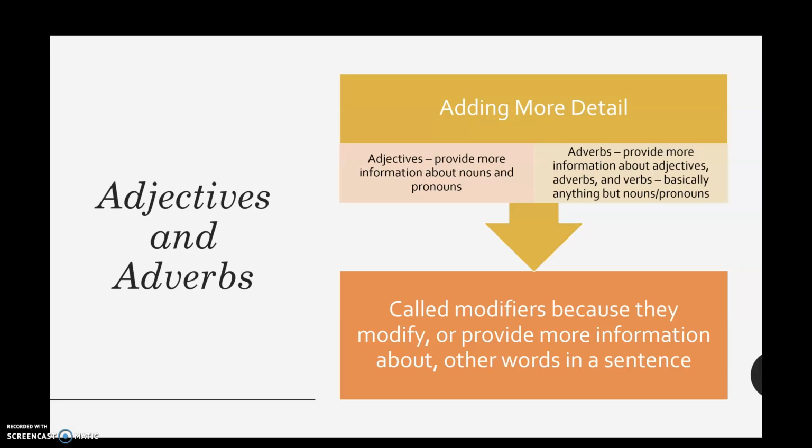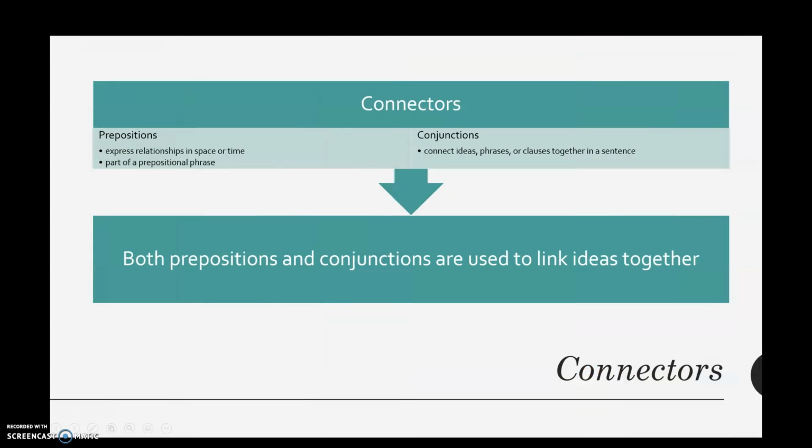We still don't know where it's running to, and we'll talk about that group here. Connectors are words that connect either words together or they connect ideas, phrases, or clauses together. So prepositions express relationships in space or time, and they're part of what's called a prepositional phrase. And a prepositional phrase is a preposition plus a type of noun called an object of the preposition that expresses the relationship between the first thing and the second thing.